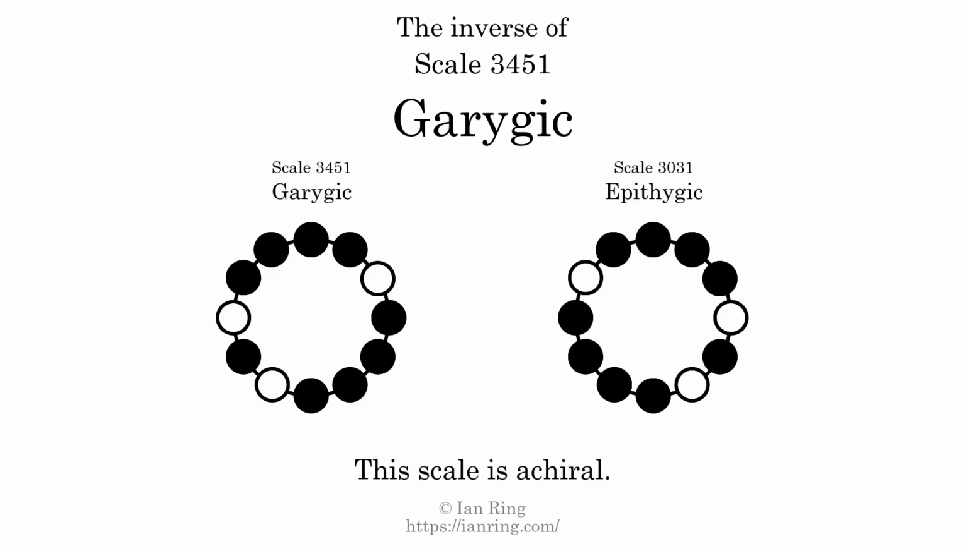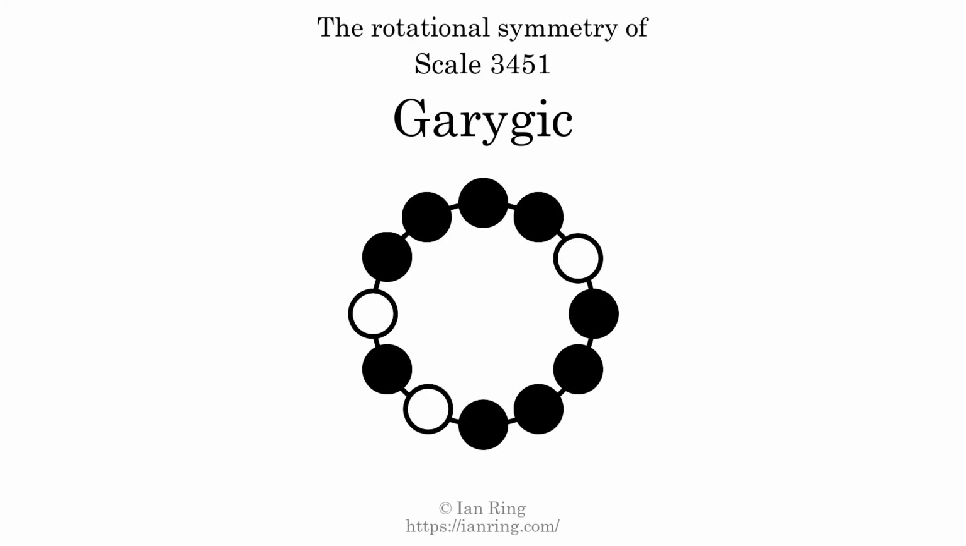The inverse of a scale is a mirror image. It is what you get when the sequence of intervals is reversed. The inverse of this scale is scale 3031, also known as epithergic. This scale is achiral, since it can transform into its own reflection by a rotational transformation. This scale has no rotational symmetry.